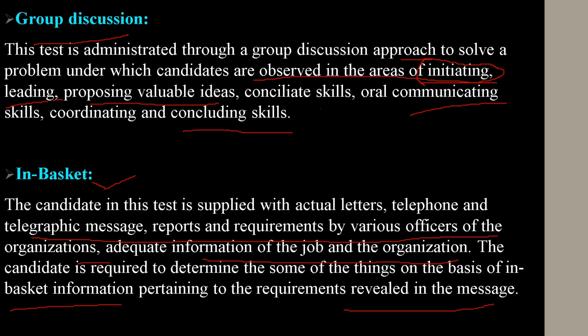Here in this test, the officers in the organization will provide some proper information regarding the job in the form of letters, telephone, telegraphic messages, reports, etc., right? The candidate should go through it and understand properly all the information provided by them, and he is told, see, this is our problem in the organization, please try to solve it. Okay, so here we can observe how he is going to handle that particular situation and how he is going to solve the organization's problem. This is in basket. Got it?